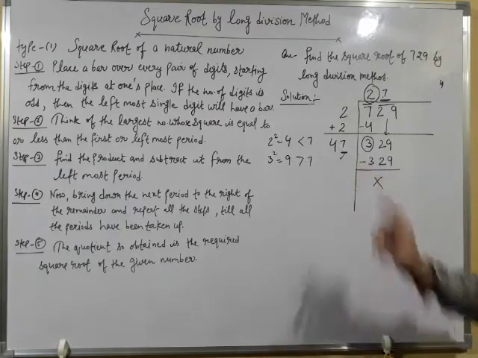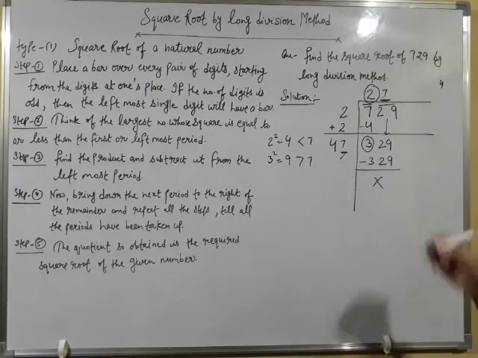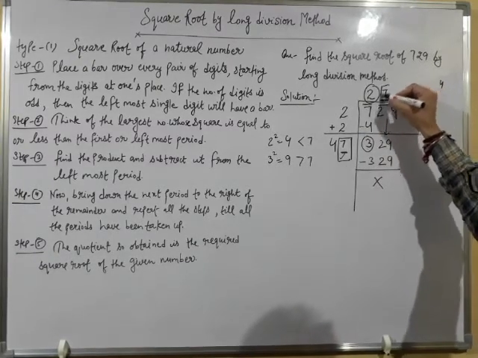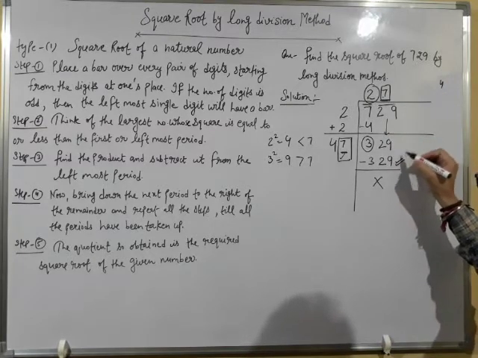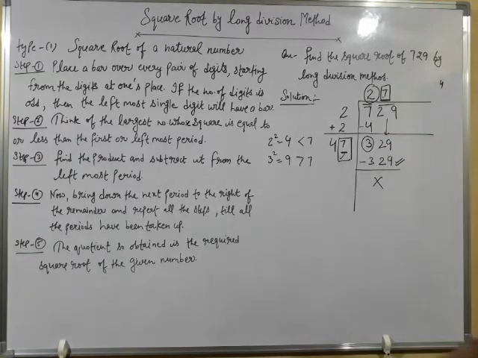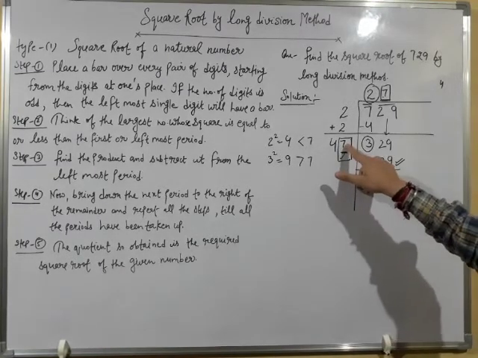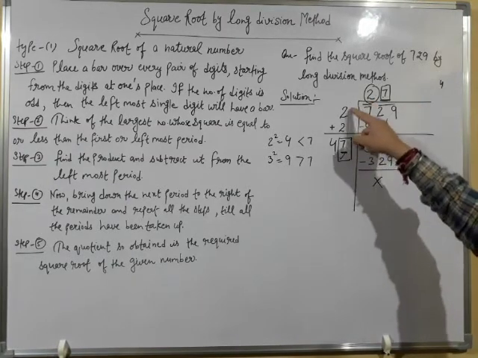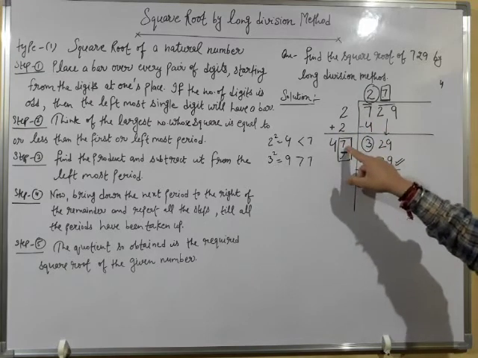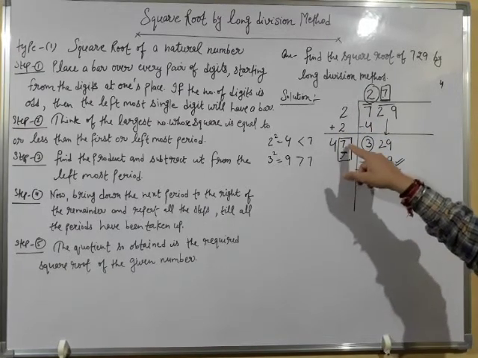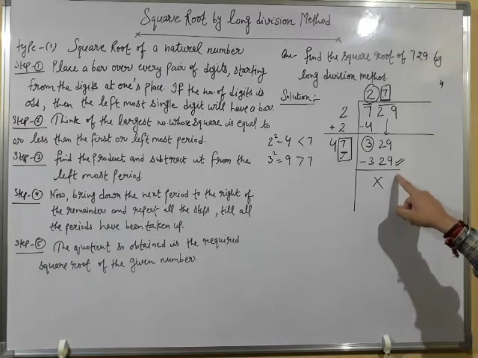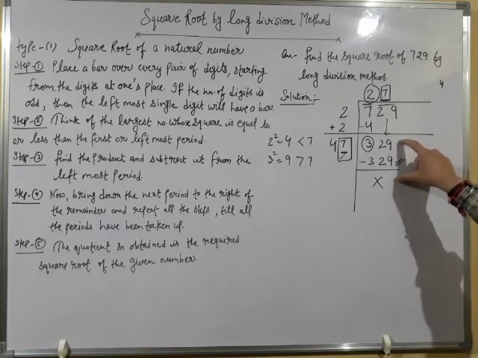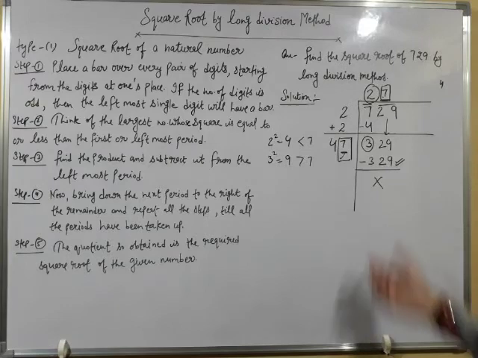Now this step may cause confusion. We have to write here such a number, multiplying it by the same number, so that the product is either equal to 329 or less than 329. And here after putting 7, we have written 7, and this 2 is added to this 2. 2 plus 2 is 4. 47 is the final divisor, and when 47 is multiplied by 7, the result is 329, which is exactly equal to the dividend. So the remainder becomes 0.